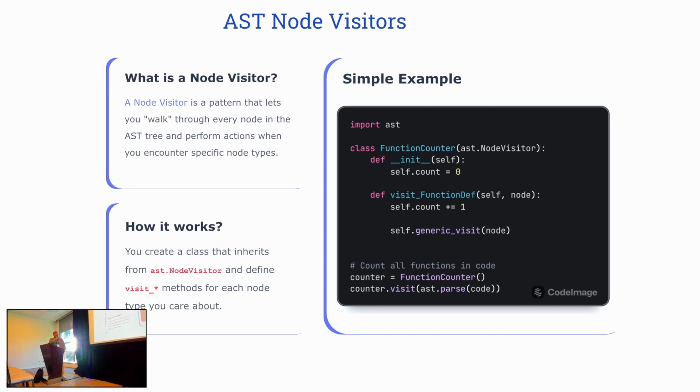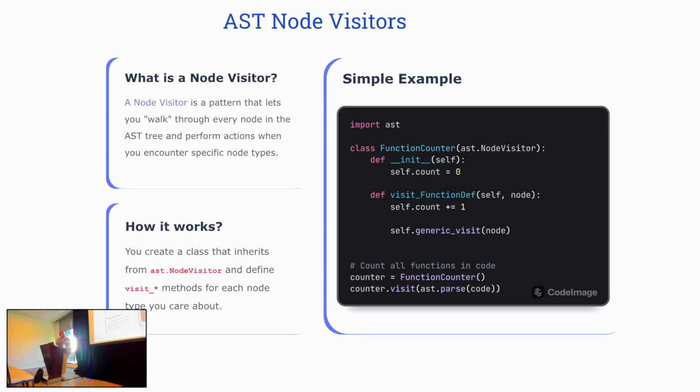So let's take a look at a simple example here. Let's imagine we want to count how many function definitions we have in a Python script. We can do it naively using regex and string manipulations, but it will be slow, inefficient, and maybe we'll get it wrong. So instead, we can use what Python is doing and utilize the AST module. So how do we do it?